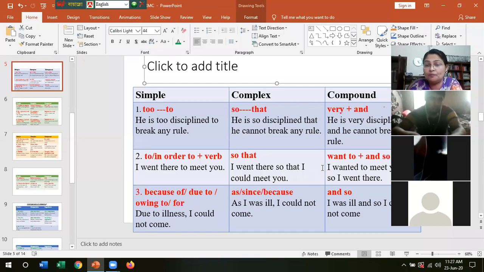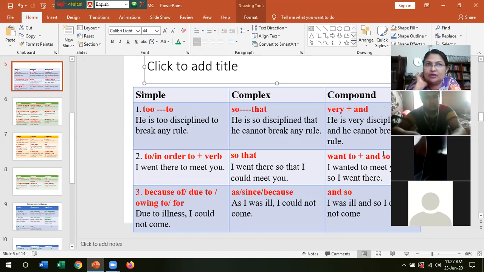And in compound sentence, to transform a simple sentence having 'in order to' plus verb into a complex sentence having 'so that', we must use 'wanted to' plus 'and so'. 'And so', no problem. We must use 'wanted to'.